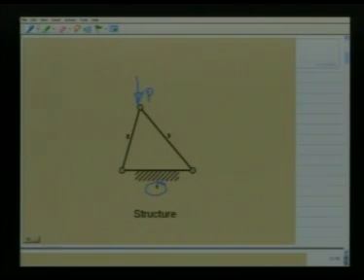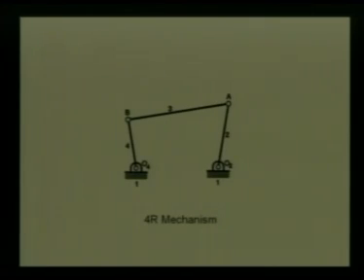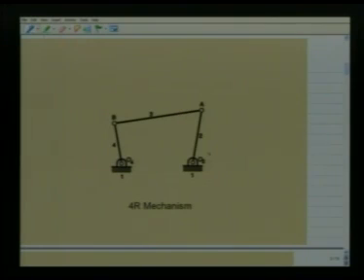Hence, we see that the four-link planar mechanism is the simplest mechanism that we can think of. To start with, we consider a four-link planar mechanism with four revolute pairs. As we see, in this four-link planar mechanism, there are four revolute pairs: one at O2, one at O4, one at A, and the other at B. The four links are numbered 1 as the fixed link and 2, 3, 4 as the moving links.